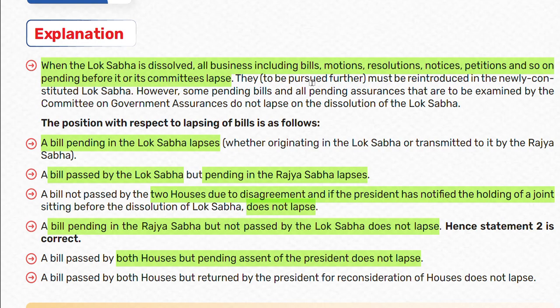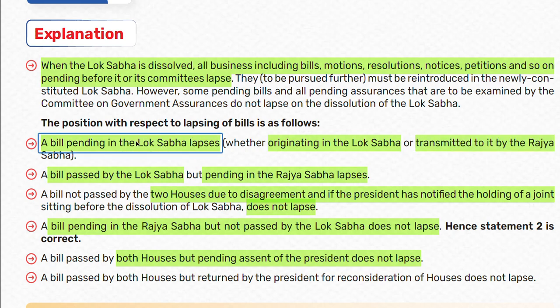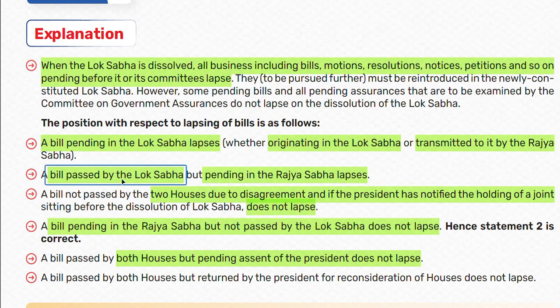So a bill which is pending in the Lok Sabha lapses. It does not matter whether it originated in the Lok Sabha or was transmitted to it by the Rajya Sabha. If it is in the Lok Sabha and the Lok Sabha is dissolved, then it will also lapse. The bill passed by the Lok Sabha but pending in the Rajya Sabha also lapses.